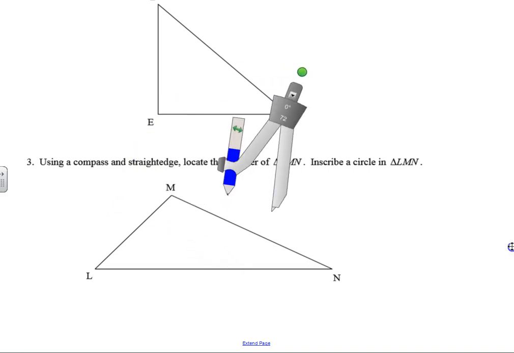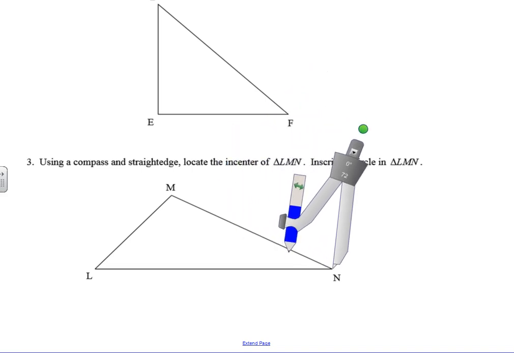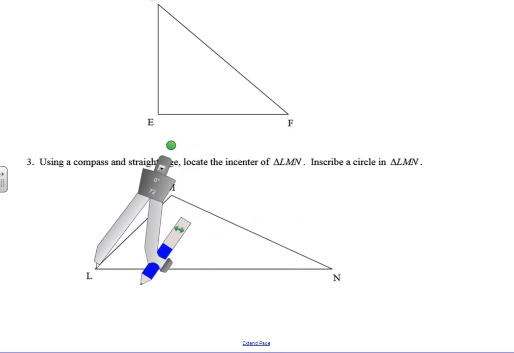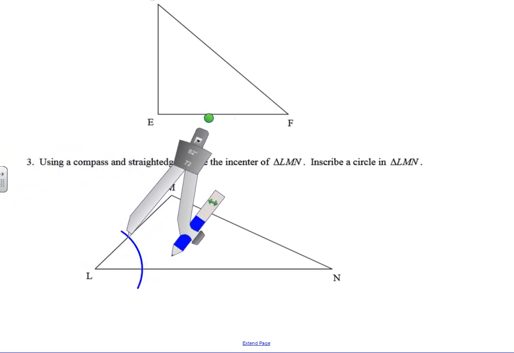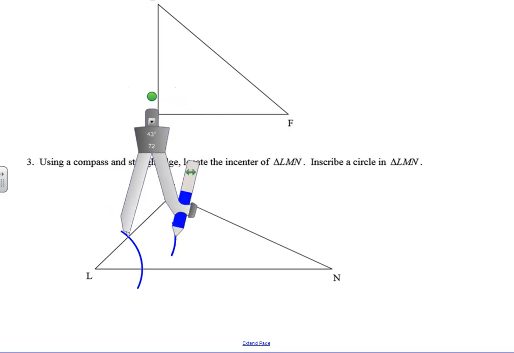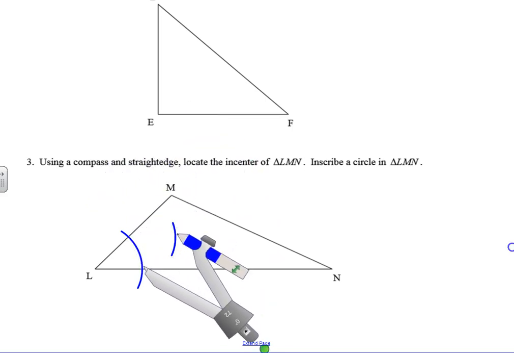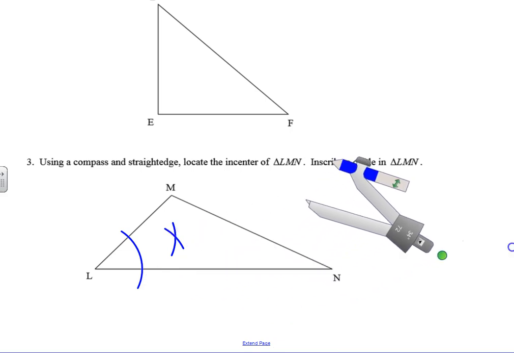So start off by doing the two angle bisectors, and just for the point of consistency, I'll go about this the same way. So reference arc, and we get our intersections here. Same compass setting. And we've got angle bisector number 1. Okay.